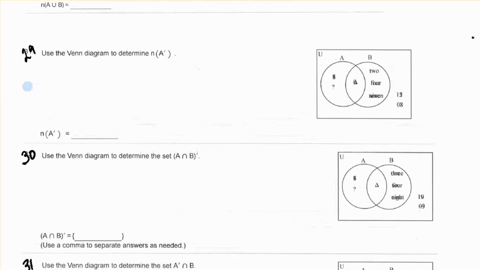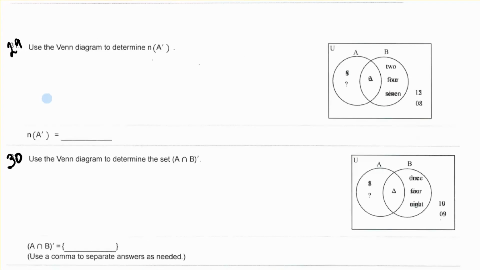All right, 29. I'm supposed to find the cardinality of A complement. Well, I need to identify A complement. A complement is everything not in A. So all of this is in the A complement, but the rest of this universe is in it as well. So when I draw this picture of the complement of A, everything gets highlighted except A.